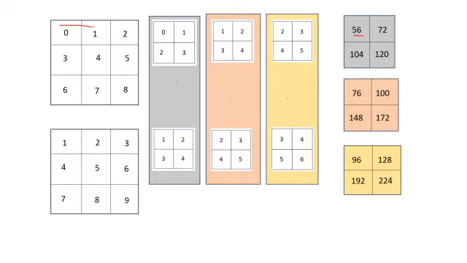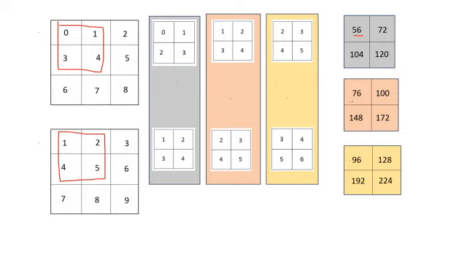This is going to be the window. So 0 into 0 plus 1 into 1 plus 3 into 2 plus 4 into 3, that is added with 1 into 1 plus 2 into 2 plus 4 into 3 plus 5 into 4, and these two are added, and that gives you 56.